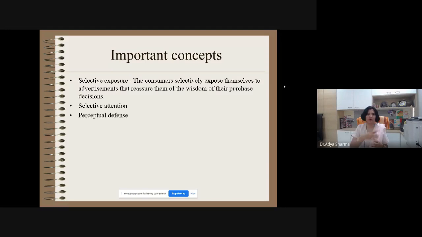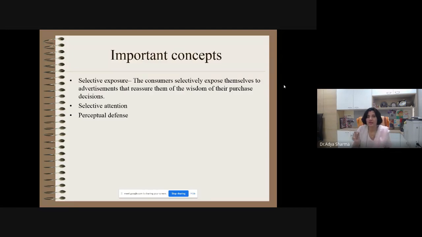But the thing which I really like is perceptual defense. What is perceptual defense? Perceptual defense is, we as human beings, anything that makes us uncomfortable, we just shut ourselves away from it, most of us. I mean, we're not really enthusiastic about going in an uncomfortable zone. Not all of us are that adventurous. And therefore, anything that makes us uncomfortable, we shut it out.